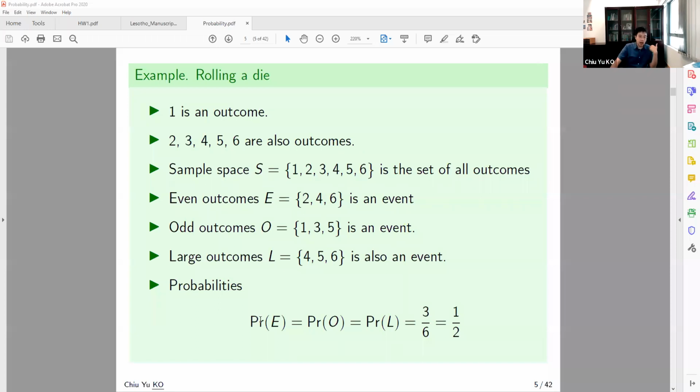And this probability is defined as the probability of even or odd or large, which will be the number of outcomes in this event over the total. Because it's a fair random experiment, each outcome is equally likely. Then you run an experiment, and you expect half of them are even, half are odd, half are large, half are small. So in this particular case, you can just count the number. It can be simplified as 3/6, or you can further simplify to 1/2. So that is the definition of rolling a die and the probability associated with that. Any question?